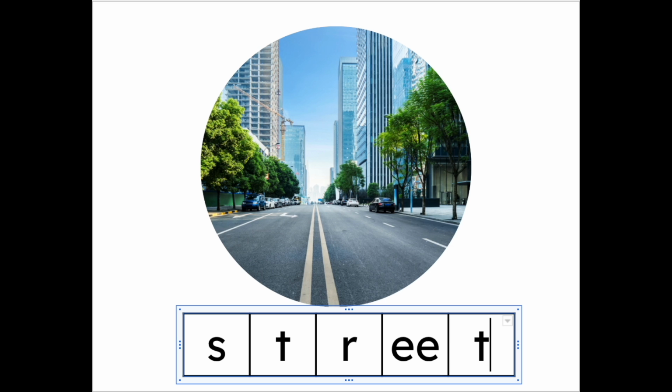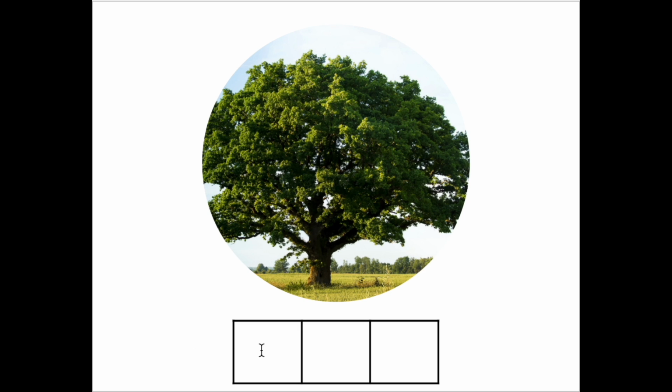Great job. Next picture. This is a tree. How many sounds do you count in the word tree? 3 sounds. Good. What's the first sound we hear in tree? T. We spell T with a T. Second sound, R. We spell the R sound with the letter R. What's the last sound we hear? E. Long E, 2 E's. Great job.